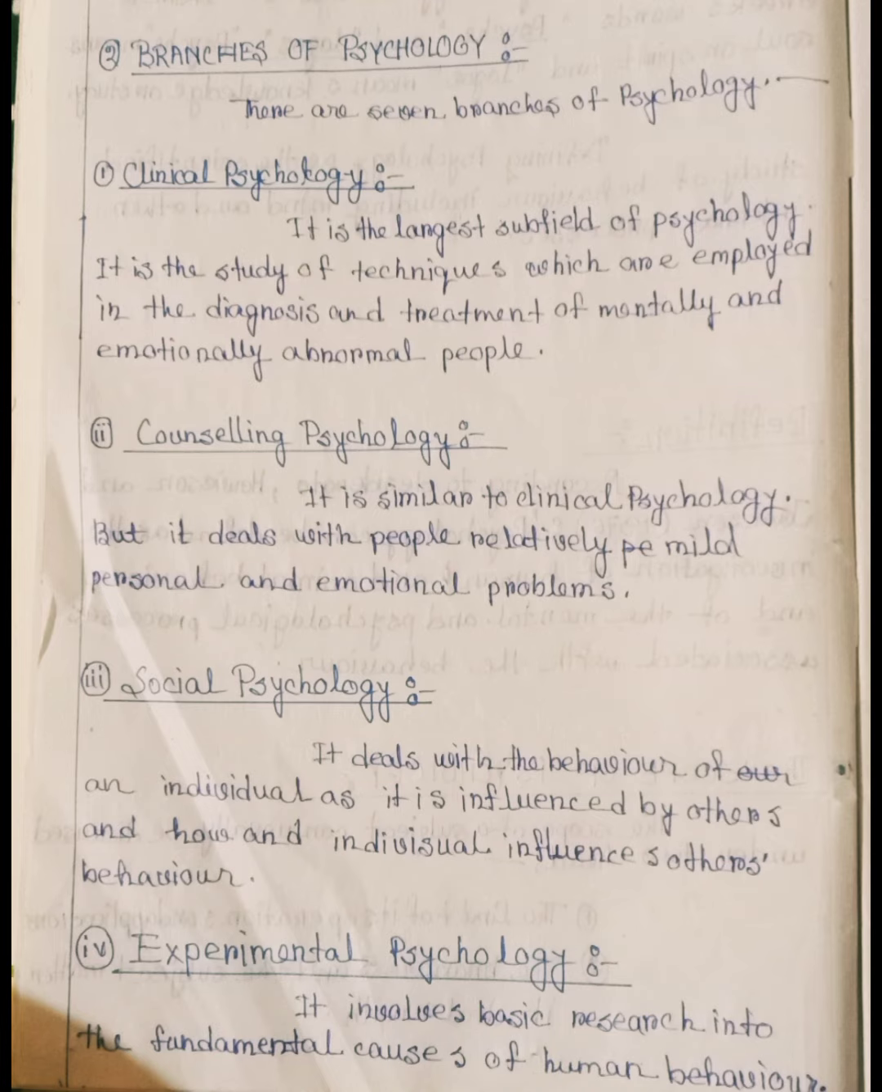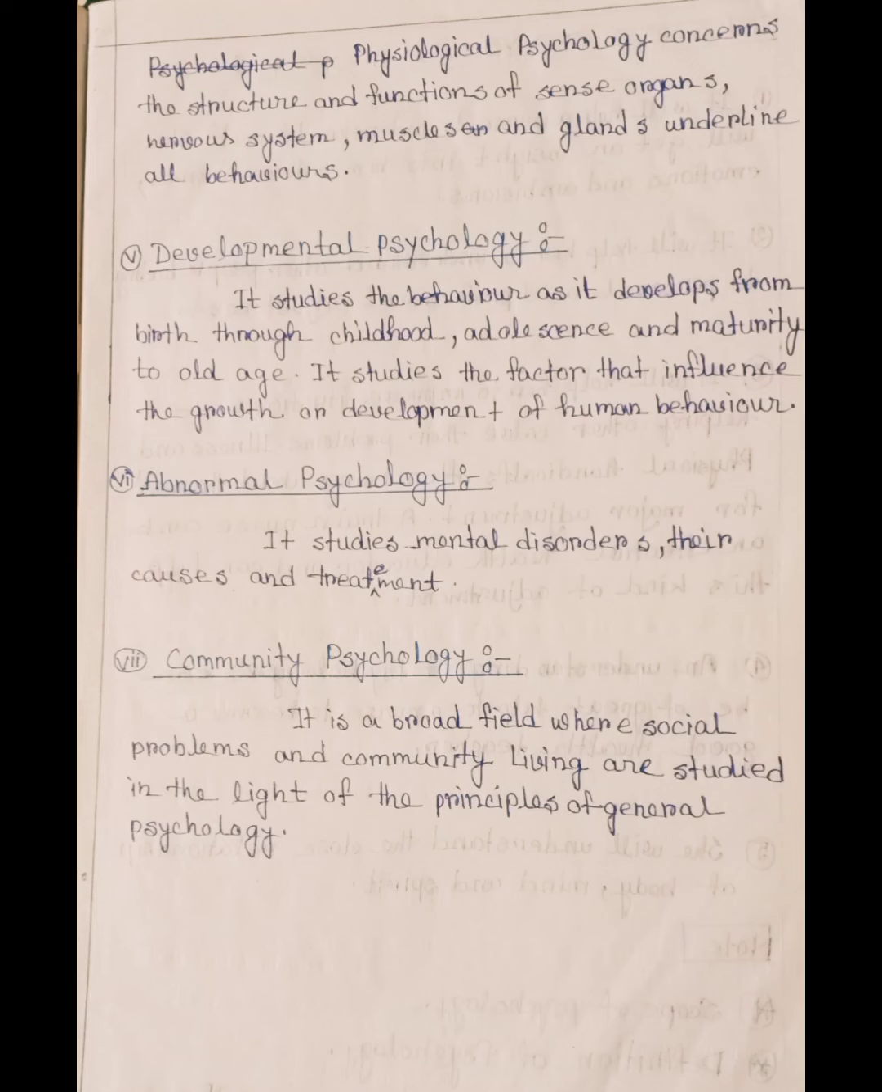Okay, so here's number one, clinical psychology, the second one is counseling psychology, the third one is social psychology, and the fourth one is experimental psychology. And here's the fifth branch of psychology, developmental psychology. Developmental psychology is also a branch of psychology.